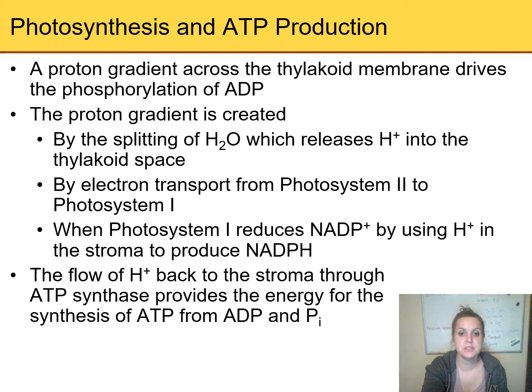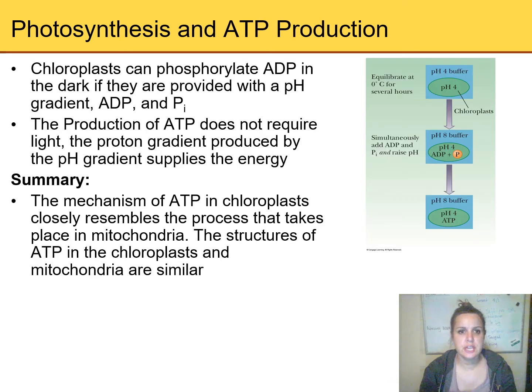And then when photosystem 1 reduces NADP to NADPH, it's going to use hydrogen ions. And ultimately, the flow of hydrogen ions back into the stroma through ATP synthase is going to provide the energy that's going to drive ATP synthesis or phosphorylation of ADP in order to make ATP. It's been shown that ADP can actually be phosphorylated in the dark as long as there's a pH gradient.